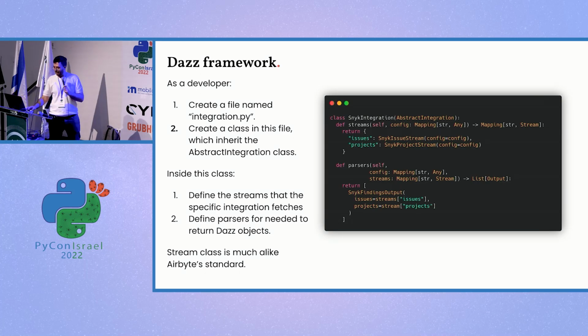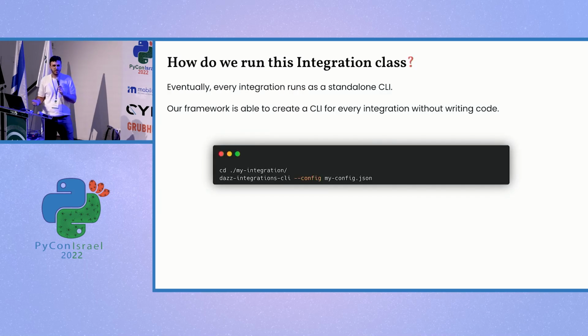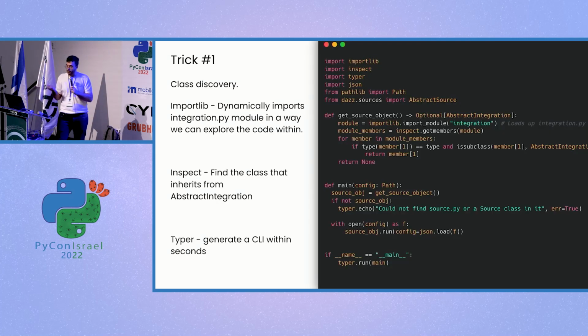This is a cool trick that I saw in other frameworks like Kubeflow Pipelines, for example, that have some kind of CLI that automatically detects the code and runs it. When I saw it first, I thought, whoa, magic, that's really cool, let's do it. No one will need to create a CLI anymore. So I dug in to understand how it works. And this is the first trick. We do something called class discovery.